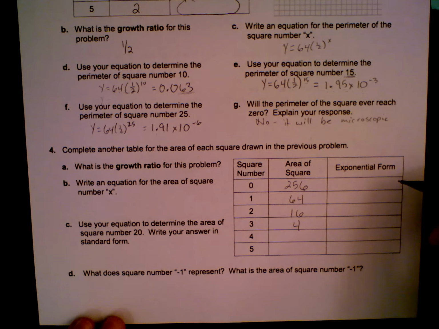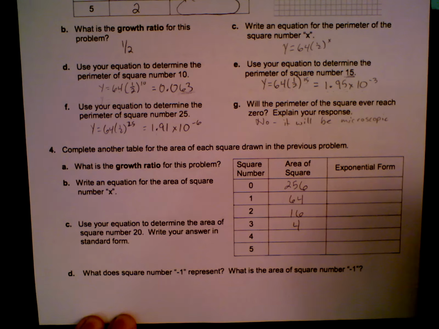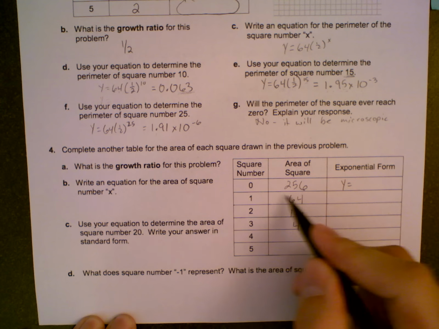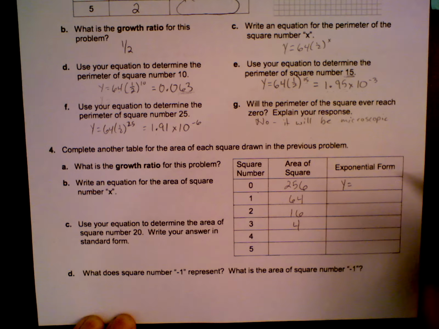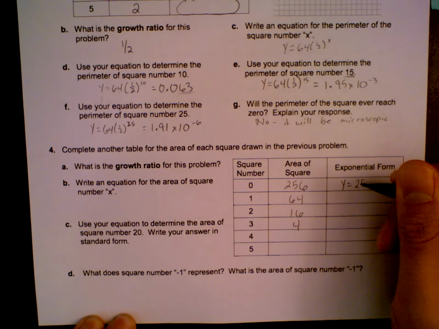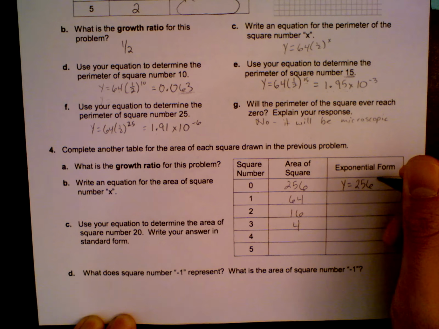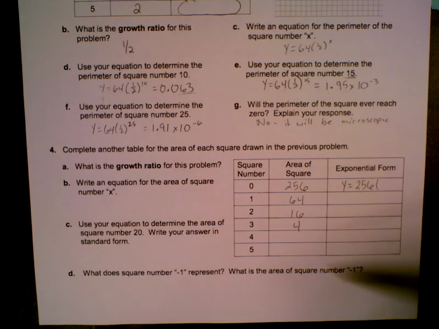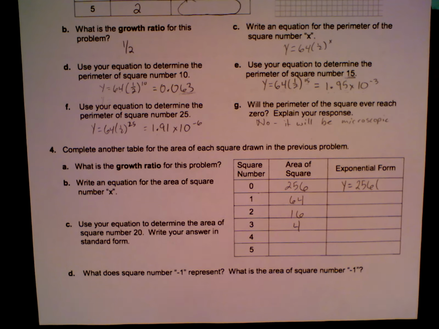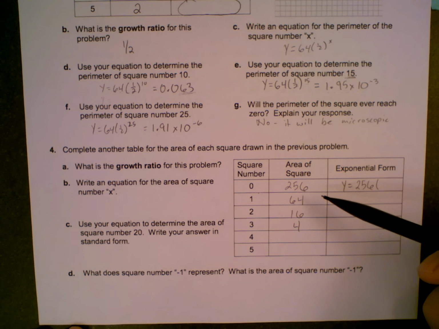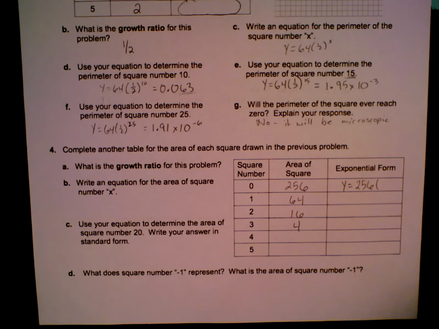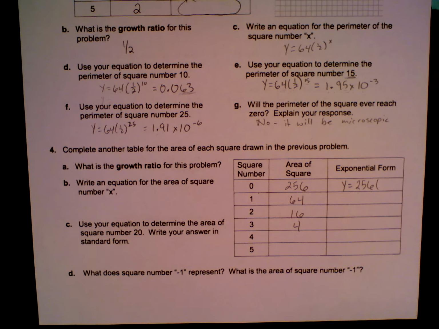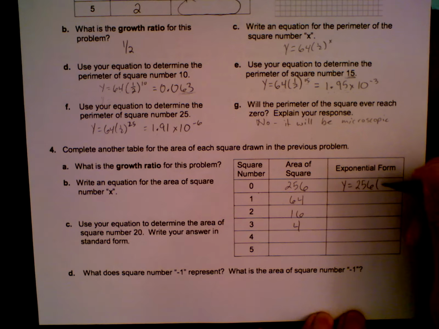All right, if we look at the exponential form of this number, we're going to say that it's y equals my initial value, which is always when x is 0. It would be 256. And we need to try and find our multiplier. So what is this decreasing by each time? See if you can take 256 and divide it by, try a couple things, see what you can find. If you said 4, you are correct.